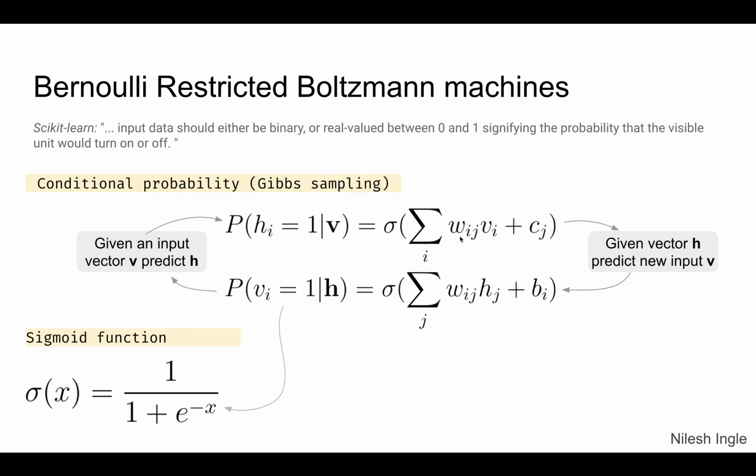So summation over i of w_ij v_i plus c_j, and that will give the predicted value for the hidden nodes. And once we have that, we can come down to this relation. Given the value of hidden nodes, can we find the value for v_i? And once we have those values, we can compare the existing values of the nodes in v_i with these new values, and if they are farther apart, we can apply correction.